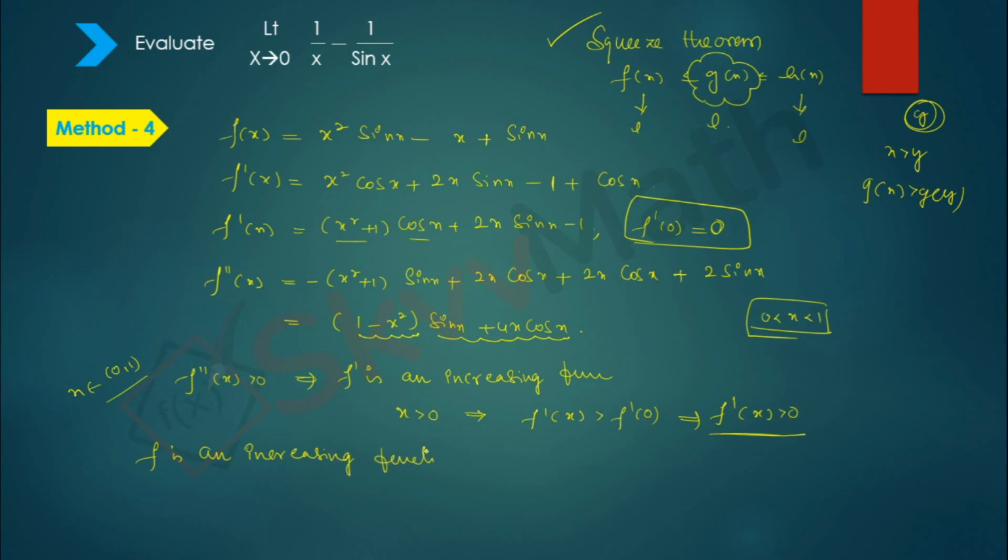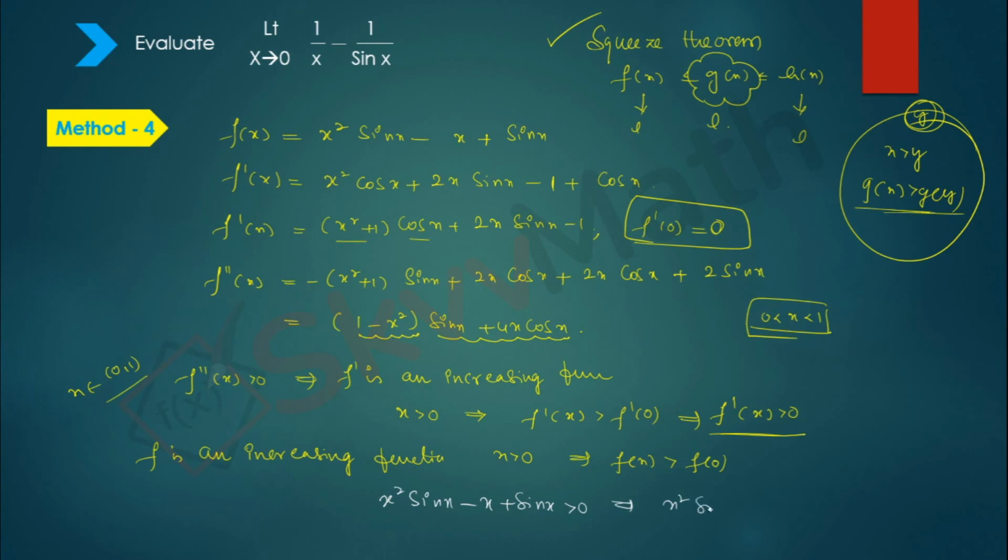So if f is an increasing function, again if x is positive, then f of x is greater than f of 0, by the increasing function nature. Just now I said x is greater than y implies g of x is greater than g of y for an increasing function. So if x is greater than 0, f of x is greater than f of 0. F of x is x square sin x minus x plus sin x, which is greater than 0. So this implies x square sin x is greater than x minus sin x.